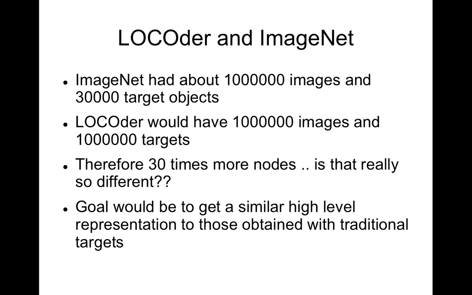Locoder can't really use mini-batch or stochastic gradient descent as it is right now. It may be possible to do it that way, if somebody figures it out. But anyways, the goal would be to get a similar high-level representation to those obtained with the traditional targets. So why is that important?